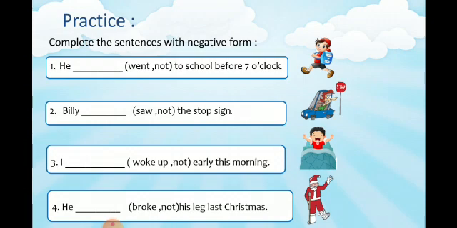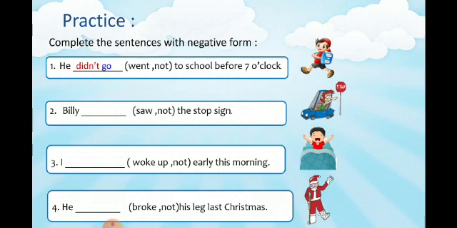Do you know the answer? Did you guess the correct answer? Let us see number 1. He didn't go to school before 7 o'clock. We put didn't. Then we change the verb went into go. What about the second one?